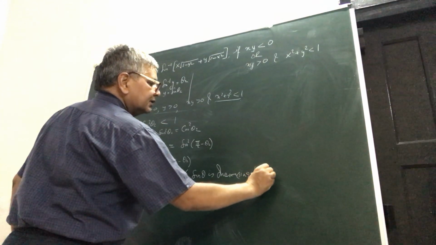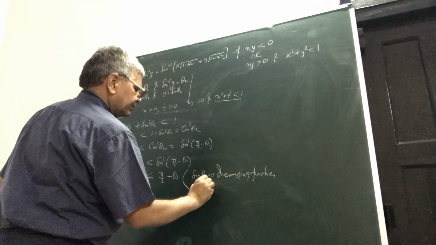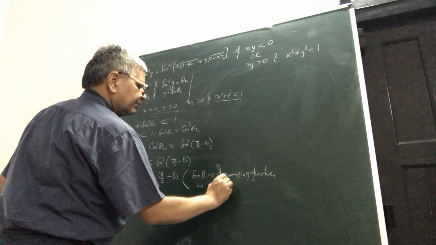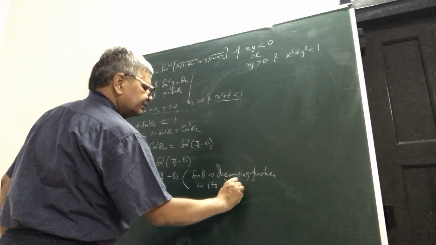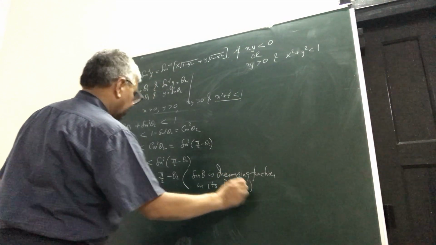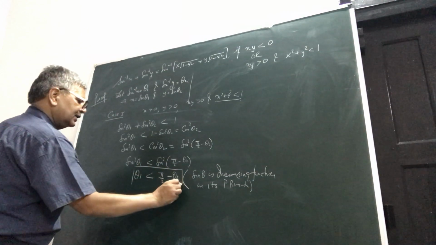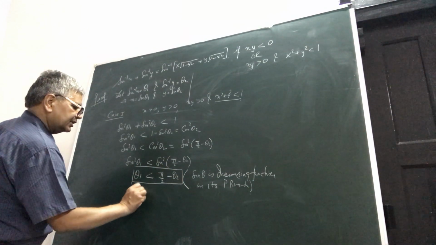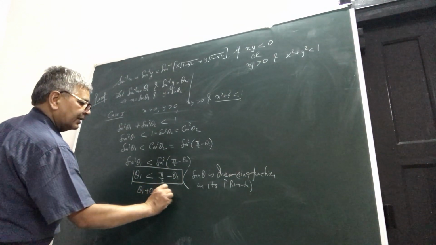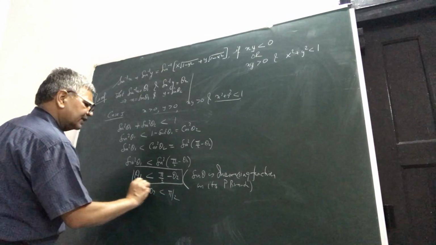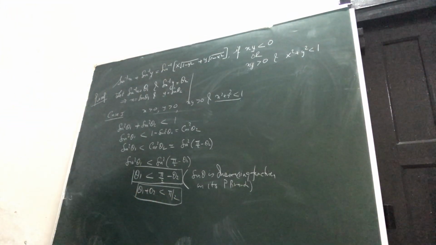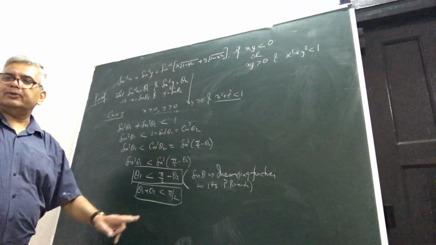in its principal branch, principal branch. This is important. Then only. Now this result means what? Theta 1 plus theta 2 is less than pi by 2. So theta 1 plus theta 2 is less than pi by 2.